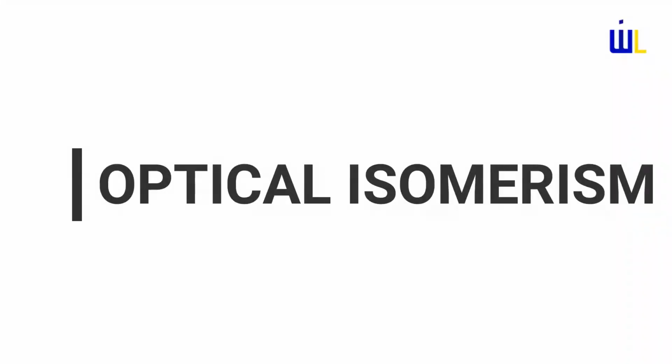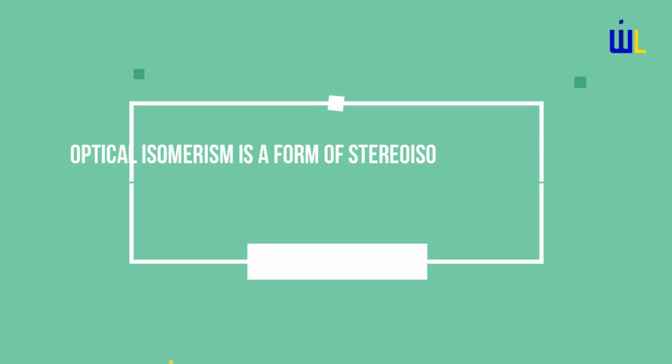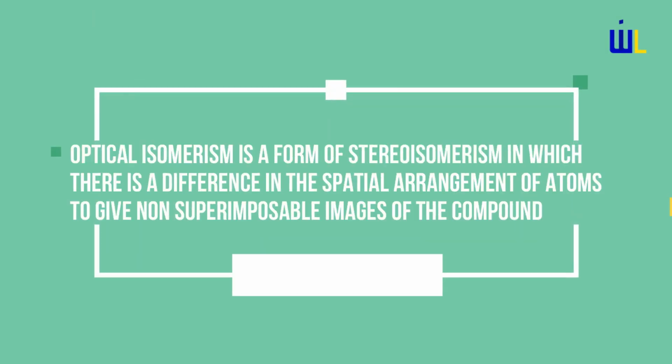The form of stereoisomerism we're going to be discussing is optical isomerism. And what do we mean by that? Optical isomerism is a form of stereoisomerism in which there is a difference in the spatial arrangement of atoms to give non-superimposable mirror images of the compound. So when we refer to non-superimposable images, we are looking at images that are not identical to the object.